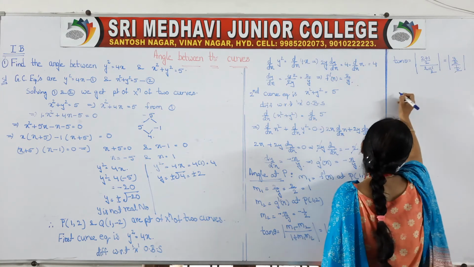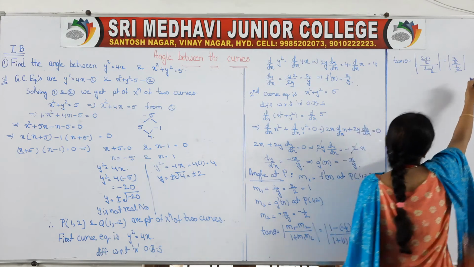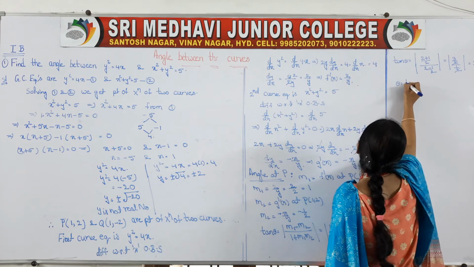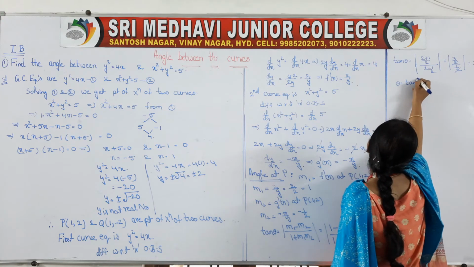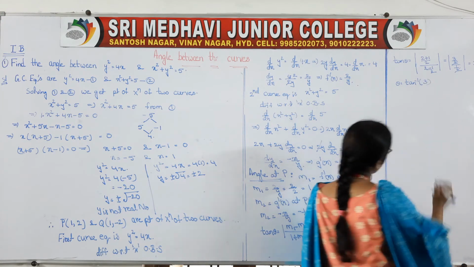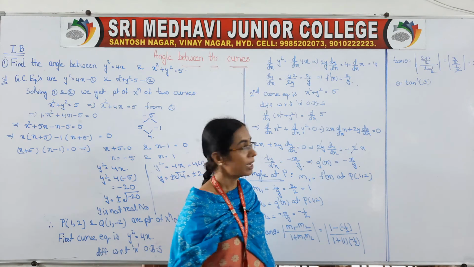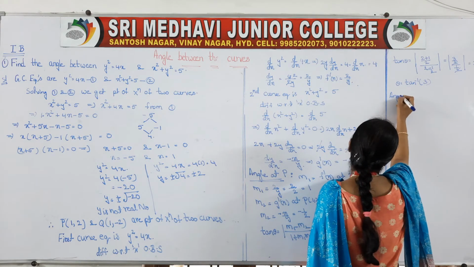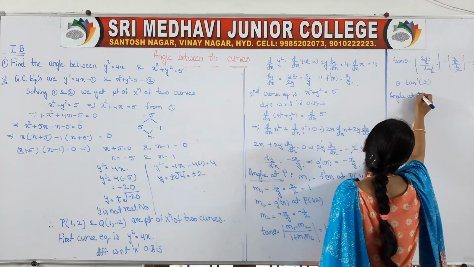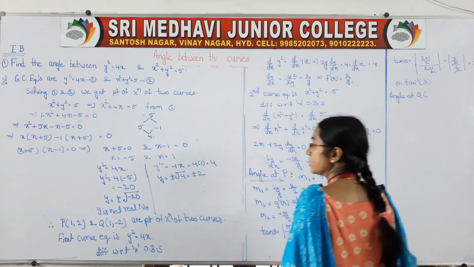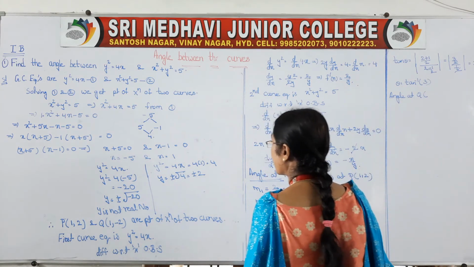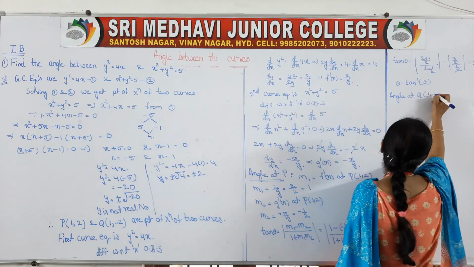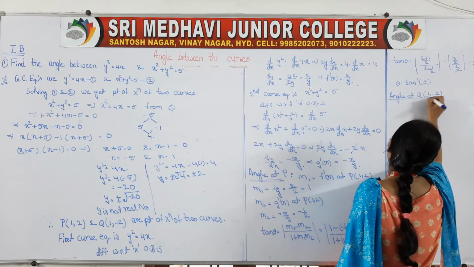2 cancels, so it is nothing but 3, isn't it? So theta is equal to tan inverse of 3 is the angle at P. Now you find out the angle at Q, right? What is your Q point? After solving, we got Q is equal to (1, minus 2), right?